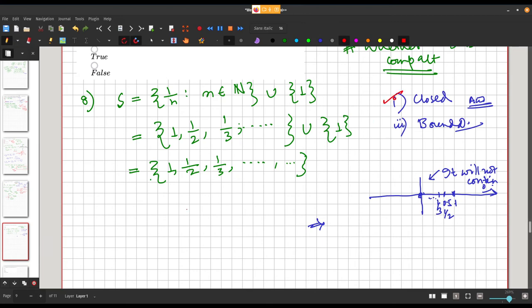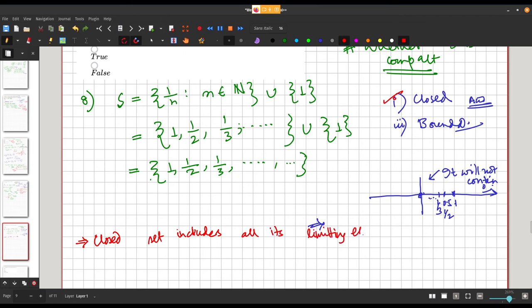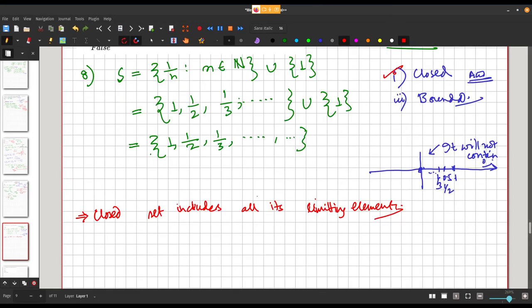We know from the definition of a closed set that all the limiting boundary points have to be included, right? But here you will see that the limiting element for this set is 0, because the set is progressing like this, but 0 does not belong to S. So S is not closed. This property does not hold, so this will not be a compact set anyway, but for the sake of completeness, let us also check whether it is bounded or not.